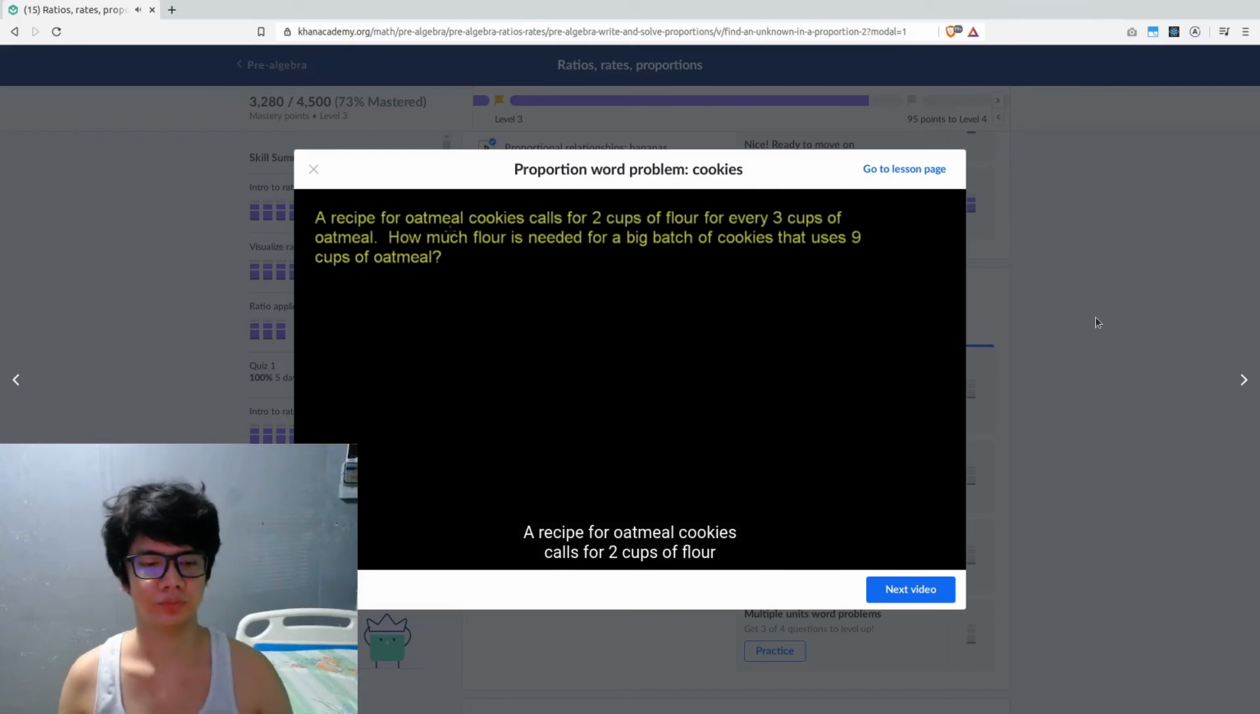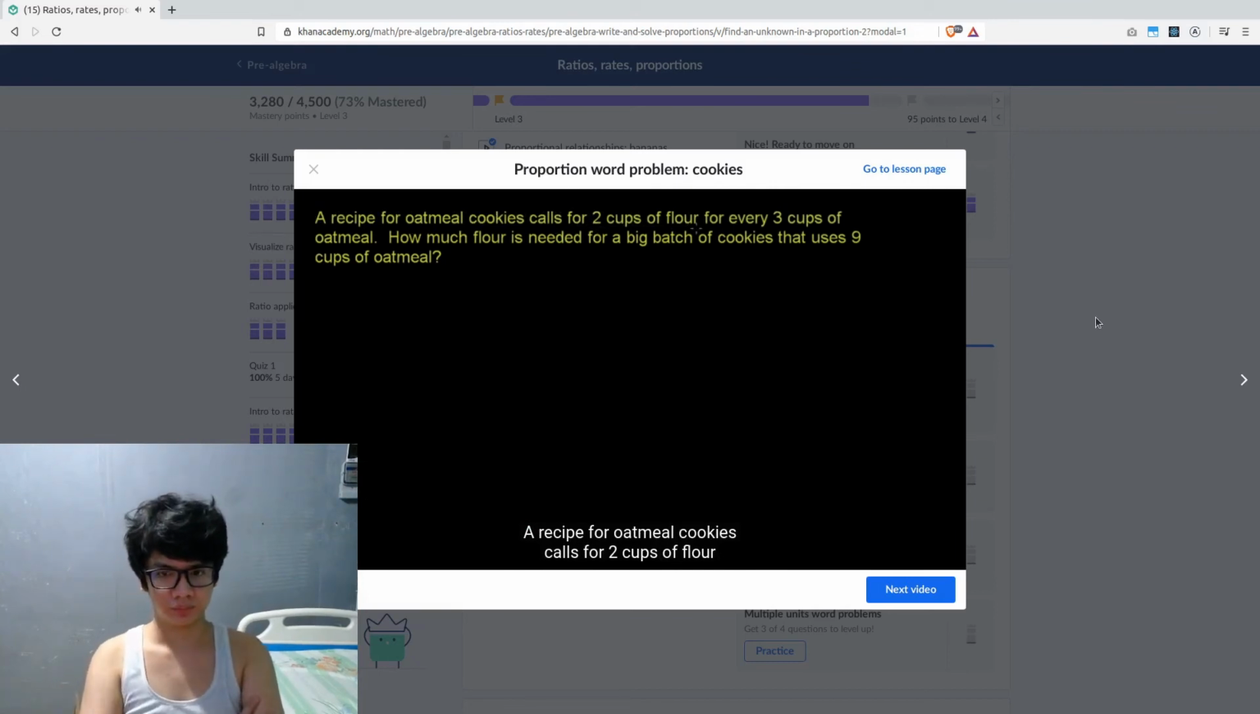A recipe for oatmeal cookies calls for 2 cups of flour for every 3 cups of oatmeal. How much flour is needed for a big batch of cookies that uses 9 cups of oatmeal? So let's think about what they're saying. They're saying 2 cups of flour for every 3 cups of oatmeal.